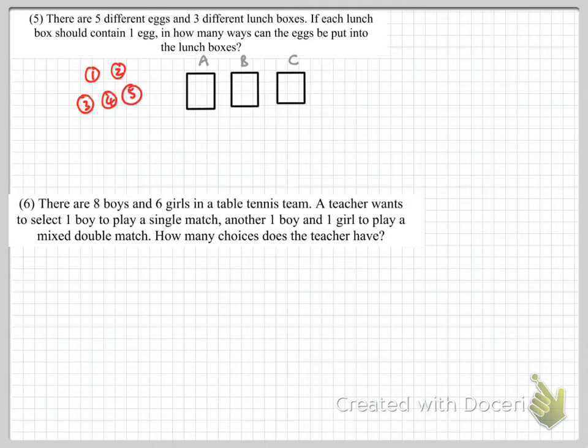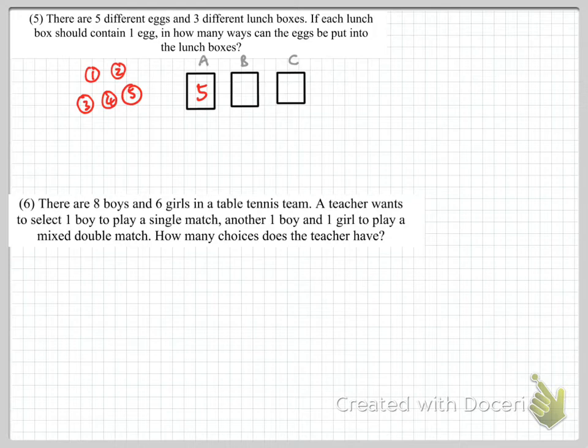All right. So you just put the eggs in the boxes. This is it. So how about box A? Box A, how many choices can you have in box A? You have 5 choices. It can be egg 1, egg 2, egg 3, egg 4, and egg 5. All right, 5 different eggs.